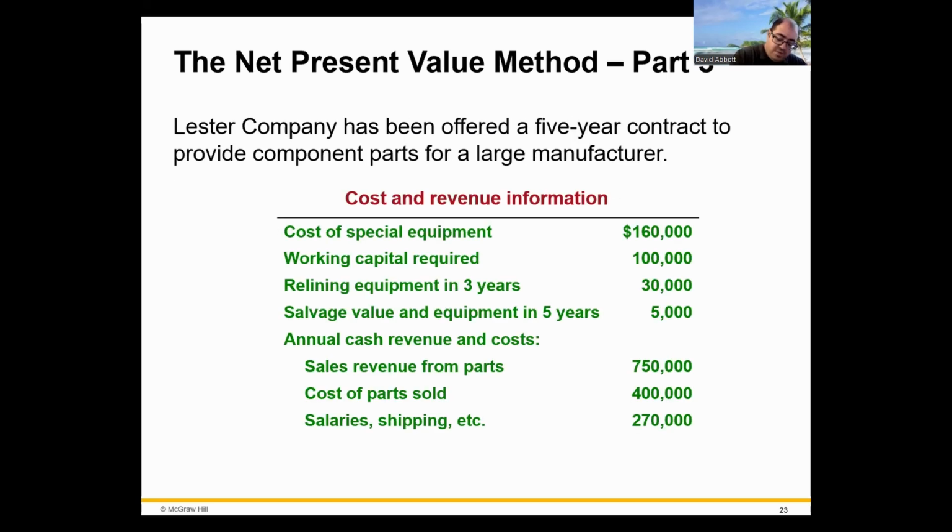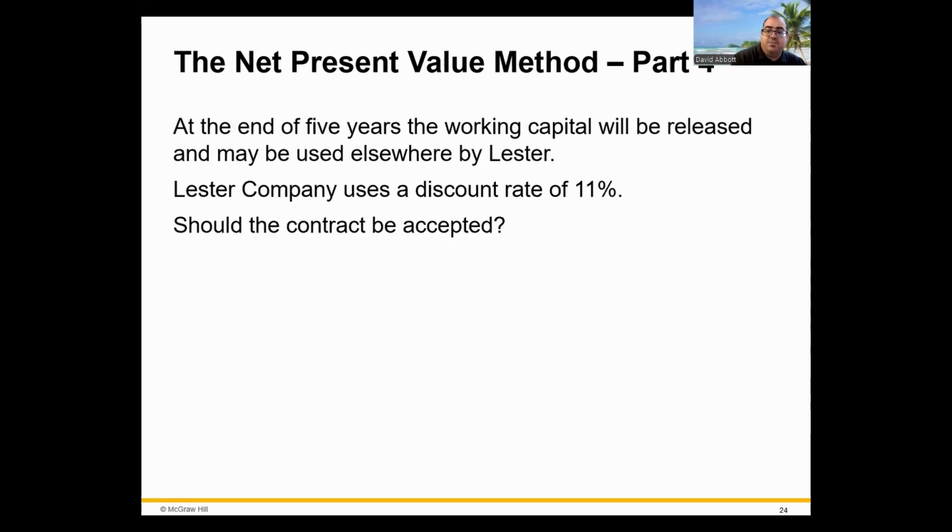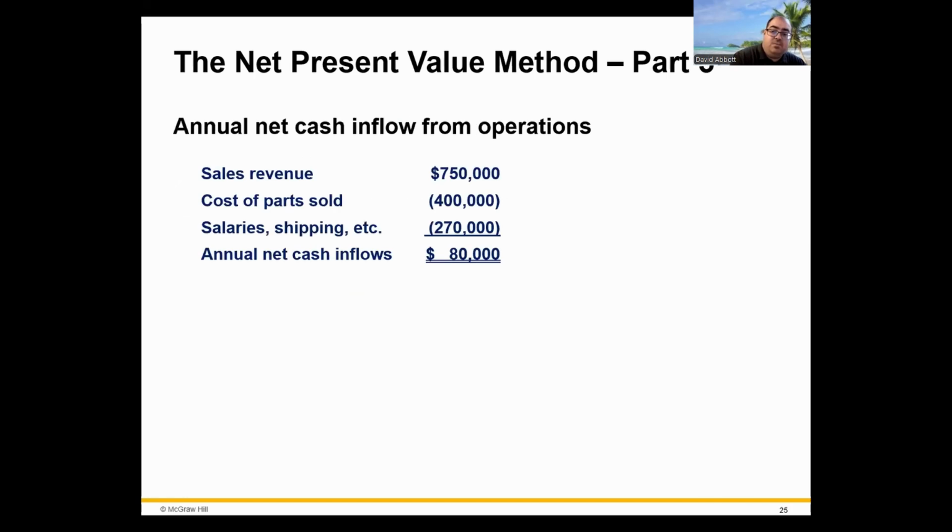Now, also assume that at the end of the 5 years, the working capital would be released and maybe used elsewhere. So that 100,000 after the 5 years, this is a 5-year contract. After that, we can release that working capital, 100,000, and put it elsewhere. So then, if Lester's discount rate is 11%, should we accept the project?